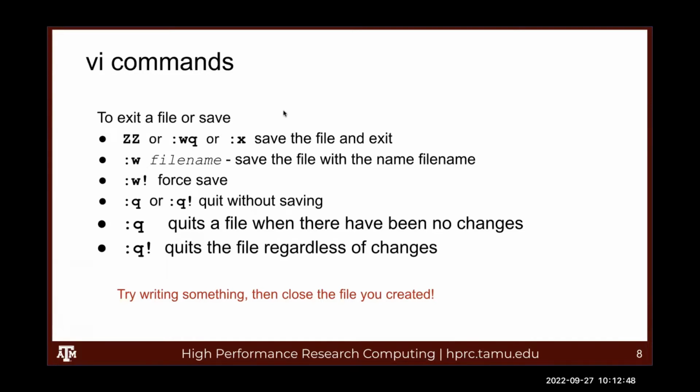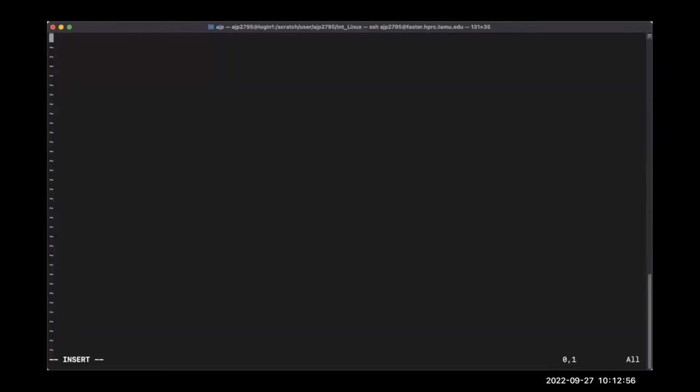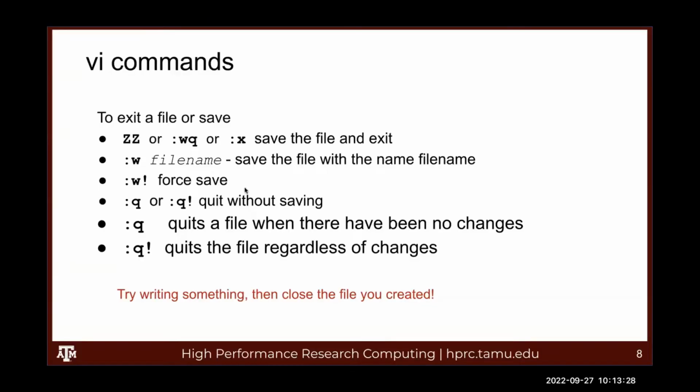But if you made changes, it'll give you a warning that your file has been changed and it won't let you quit. So for example, if I made some changes to my file and I tried to do :q, it'll say this warning down here, error 37. And if you want to force quit, you have to add the exclamation mark like this. So :q exclamation mark. Okay, :q quits if there's been no changes, and :q exclamation mark quits regardless of changes.